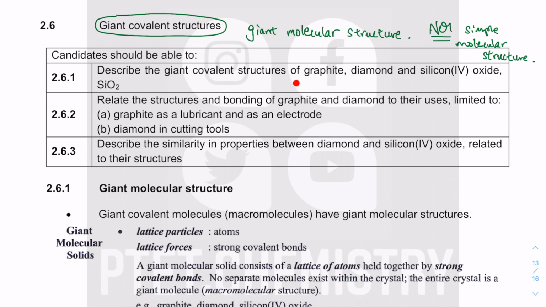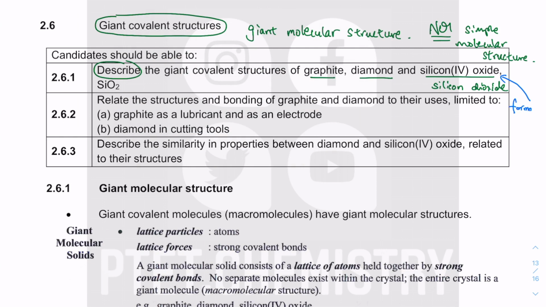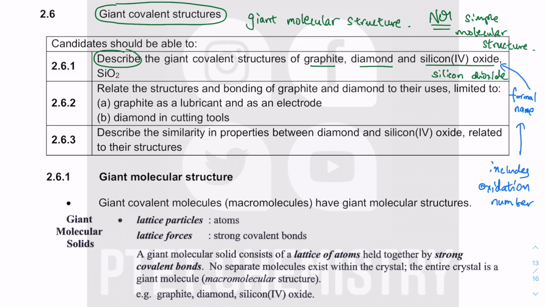There are a couple of case studies which include describing the giant covalent structure of graphite, diamond, and silicon(IV) oxide. Silicon(IV) oxide also has another name. It's called silicon dioxide, but the reason they purposely write the Roman numeral 4 is because of a concept called oxidation number, and you will learn it later on. This is actually the formal name, so the formal name includes the oxidation number, which you will learn at a later topic in your O-level or IGCSE chemistry. The oxidation number there, silicon bracket 4, refers to the oxidation number of the silicon.